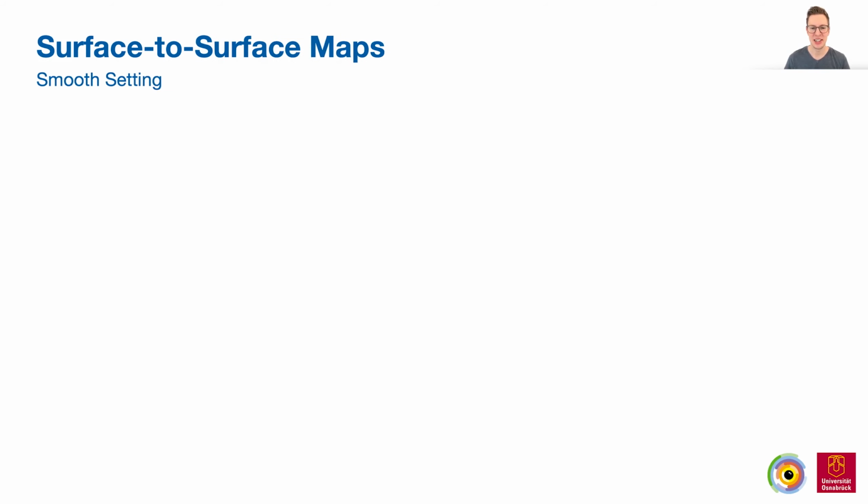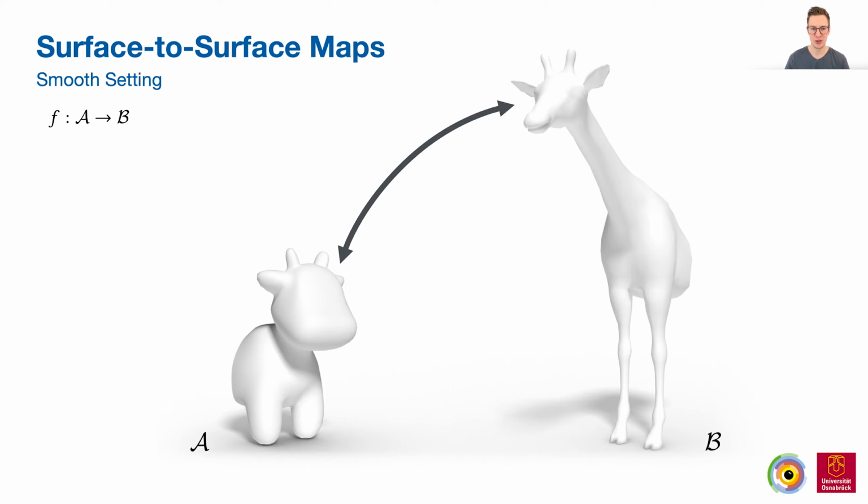Let's start in the smooth setting for a moment before moving to the computationally more relevant piecewise linear case again. So now we're given two surfaces, A and B, both two-manifold, possibly with boundary, and we would like to represent a map F from A to B. If the map is bijective, then we can of course invert it, so then we have a two-way map between A and B. Of course, such a homeomorphism can only exist if A and B are topologically identical, so they have the same number of handles and boundaries.